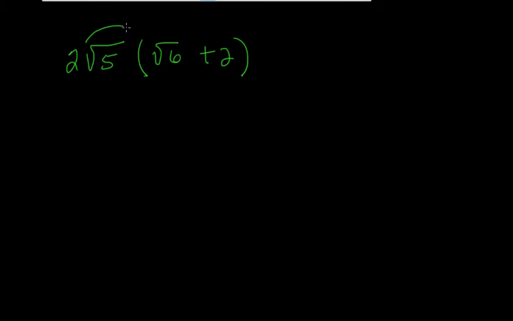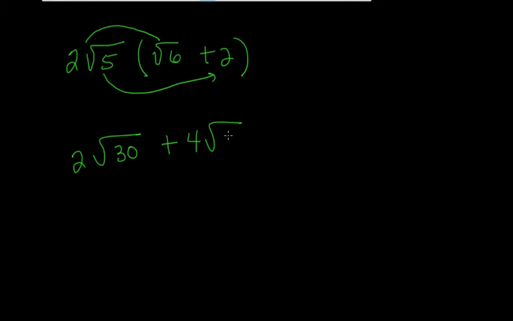So you take the 2 root 5 times the first term and 2 root 5 times the second term. 2 times 1 is 2, and root 6 times 5 is 30, plus 2 times 2 is 4, and root 5 times 1 right there is root 5.